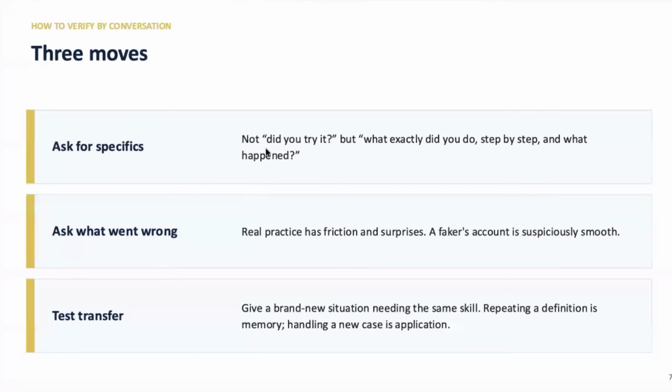Yeah, three moves. First, ask for specifics. As I said, you have to ask some questions to really find out whether the student used ChatGPT, whether the student installed ChatGPT, for example. You have to ask such questions so that they are as specific as possible, to really make sure that the student understood the task, not just the topic. Second, ask what went wrong. Real practice has friction and surprises.